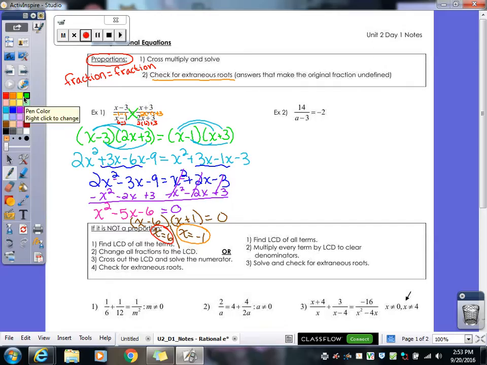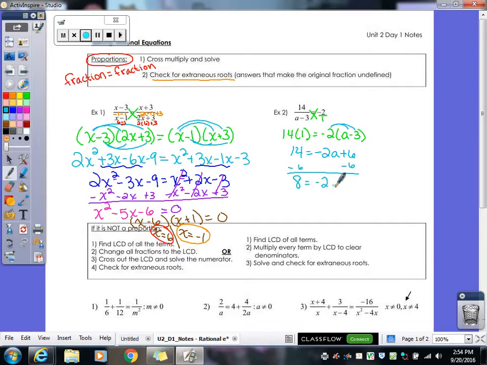Over in example number 2, what we have to keep in mind is that the second fraction is over a 1. We don't always write it, but it is definitely there. So we're going to cross multiply, so I get 14 times 1 is equal to negative 2 times a minus 3. On my left side I get 14. Right side I get negative 2a plus 6 when I distribute my negative 2. Then I subtract 6 from both sides, and I get 8 equals negative 2a. Divide by negative 2, and I get negative 4 equals a.